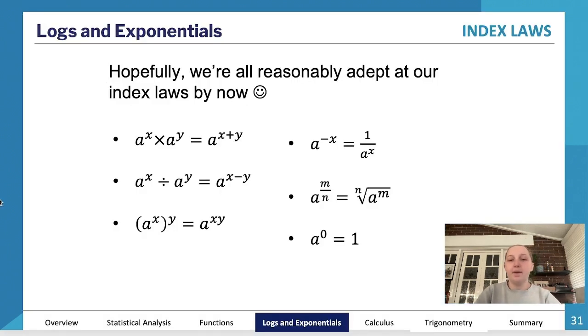So, I'm not going to spend too much time looking at these, because hopefully you are pretty good with your index laws. So essentially, a^x times a^y, if there's the same base, you can just add your indices. If there's the same base and you're dividing, you can minus them. If you've got an index to the power of something, multiply them. A to the negative of an index, 1 over a to it. Hopefully you know this is how we generate these, and then the power of 0 to anything is 1.